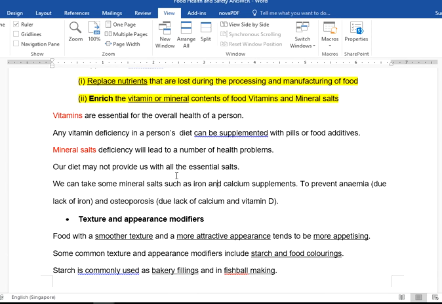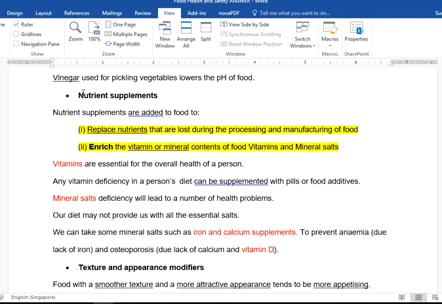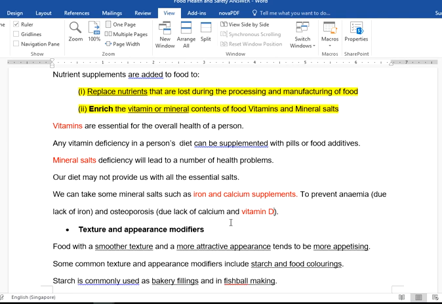What kind of vitamins, what kind of mineral salts? We're talking about things like iron and calcium supplements. Basically these are two common ones, iron and calcium, in terms of the mineral salts. Vitamins could be things like vitamin D and vitamin C. So these are commonly added as a nutrient supplement to food. These are all another type of food additive as well.